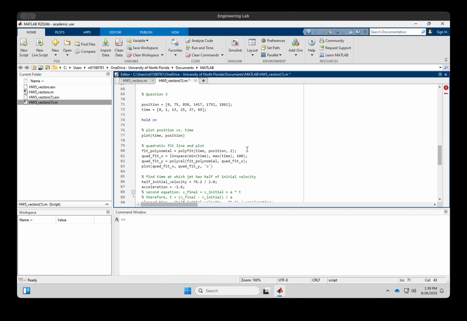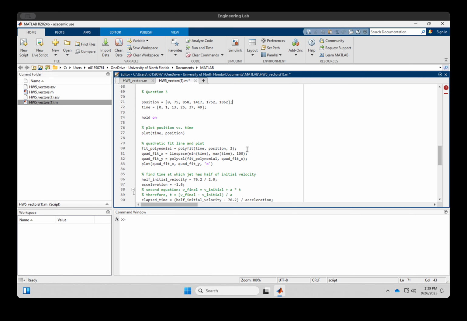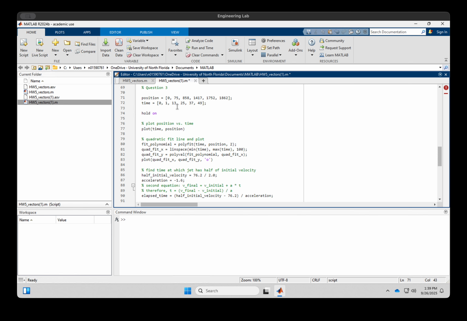Okay, now question number 3. At the start, you're just given the position and the time of the jet. At time equals 0 seconds, probably, yeah, it's seconds, I remember. At time equals 0 seconds, the position is 0 meters. At 1 second, it's at 75. At 13 seconds, it's at 858 meters.